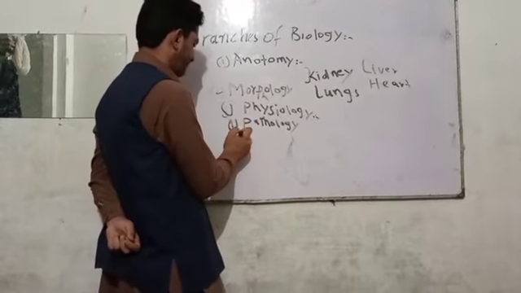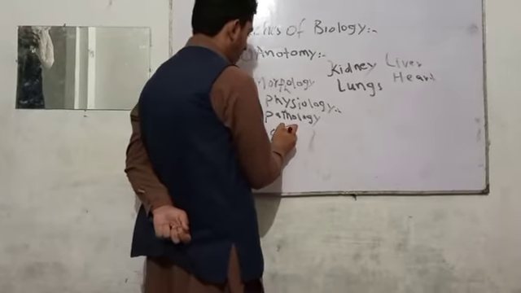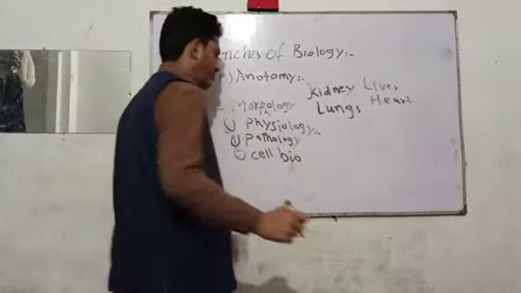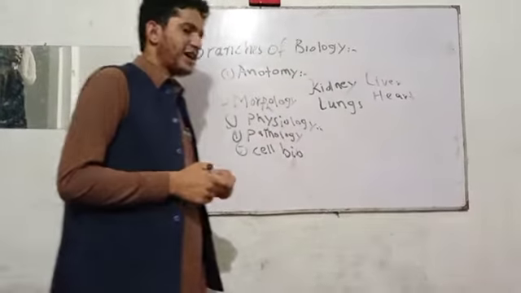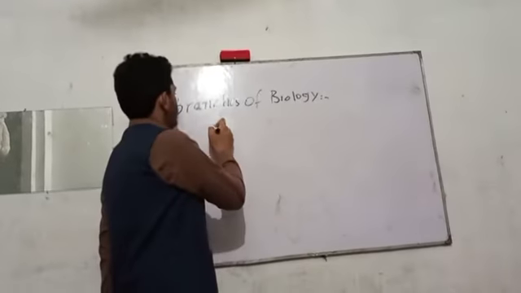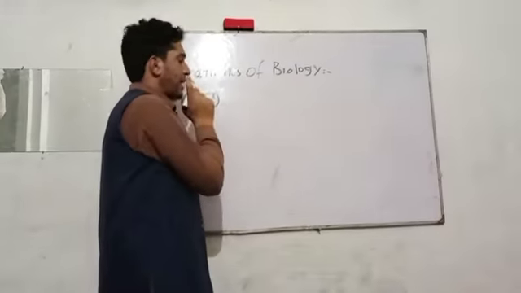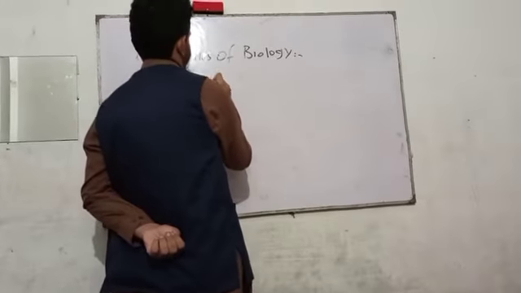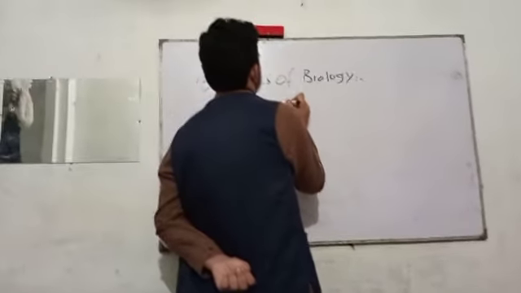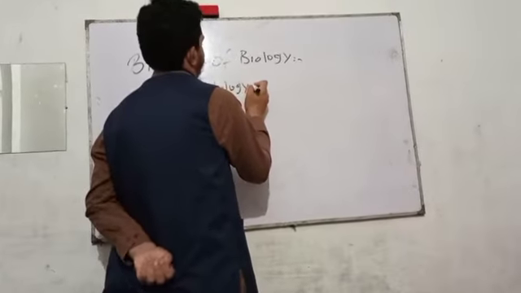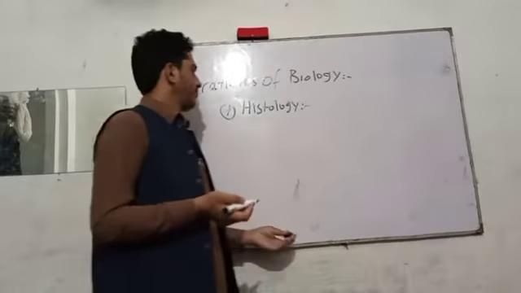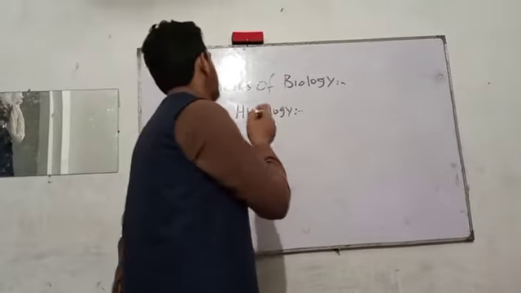Number 5 is cell biology. Cell biology is also called cytology. Number 7 branch is histology. That branch of biology deals with the study of tissue, its structure and function, and is called histology.